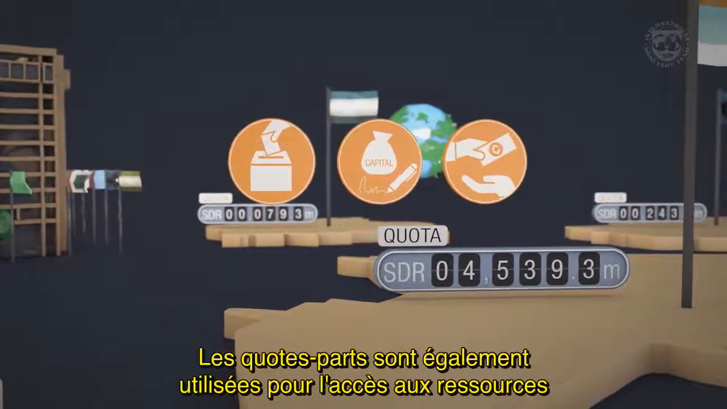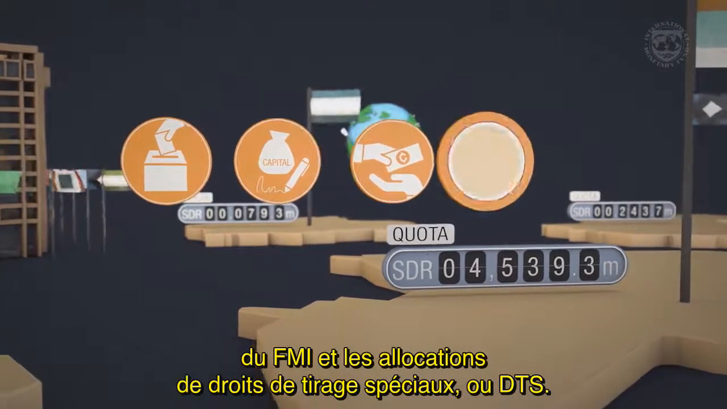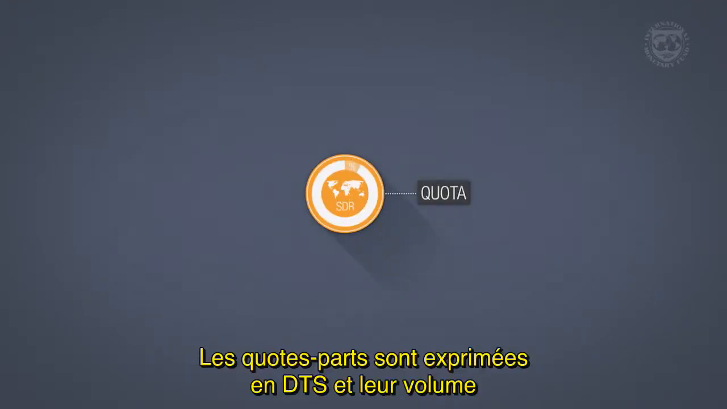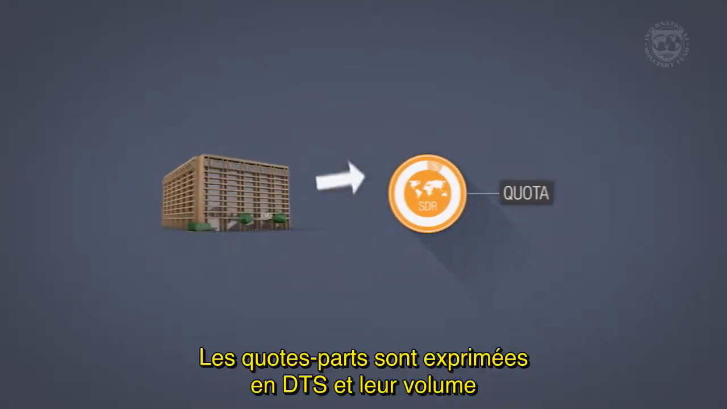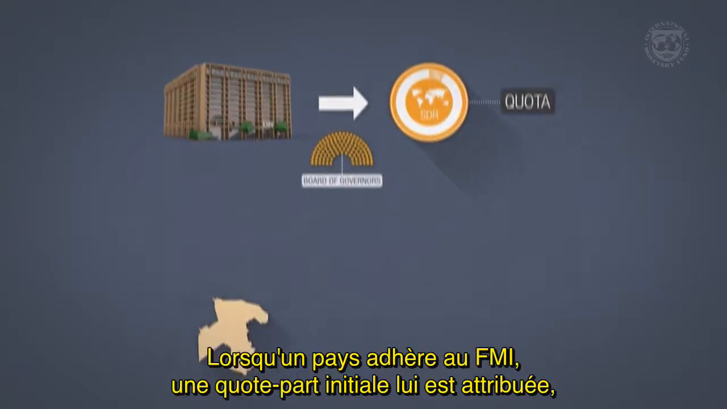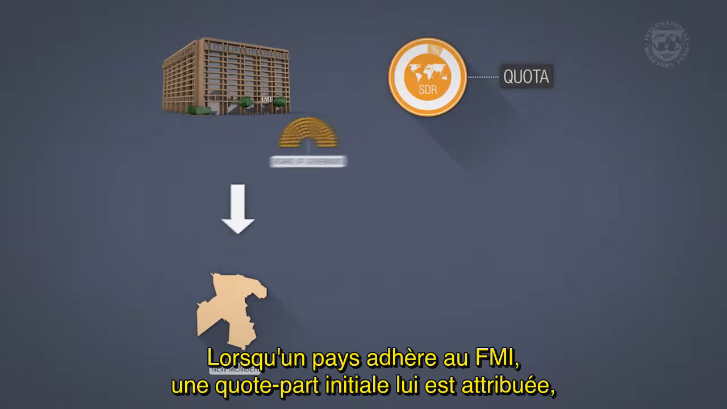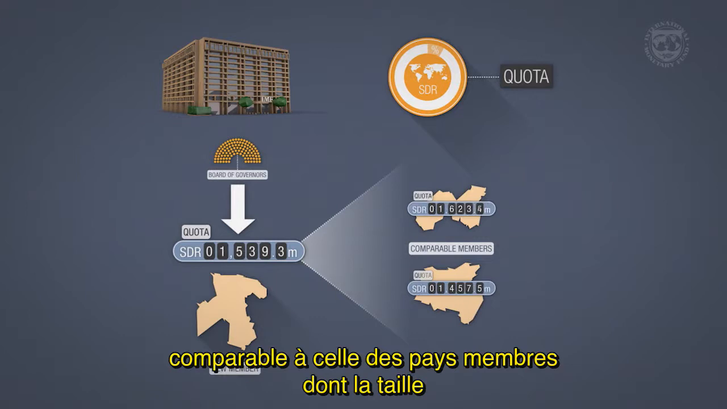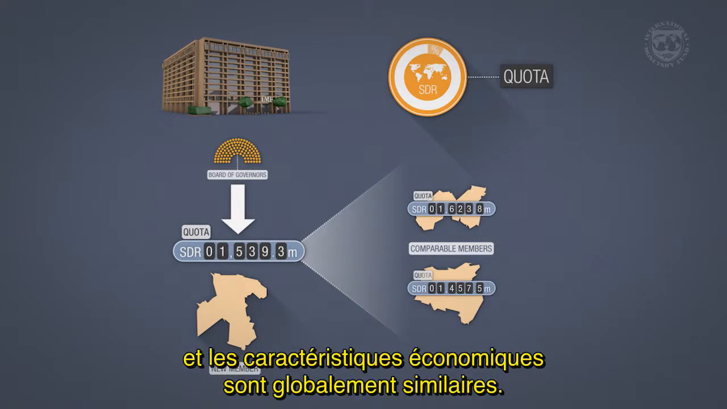Quotas are also relevant for access to IMF resources and allocations of special drawing rights, SDRs. Quotas are denominated in SDRs, and their size is determined by the IMF's Board of Governors. When a country joins the IMF, it is assigned an initial quota in the same range as the quotas of existing members of broadly comparable economic size and characteristics.